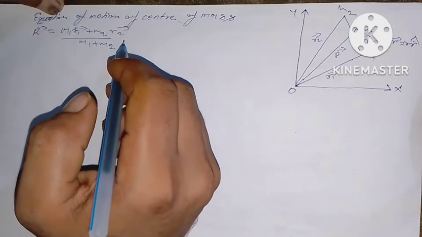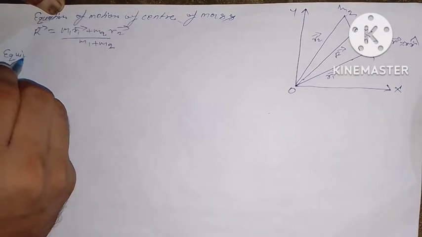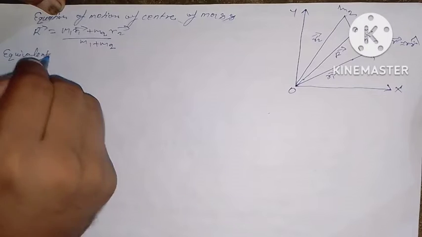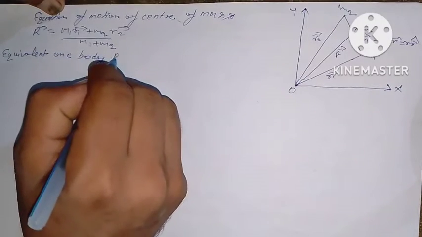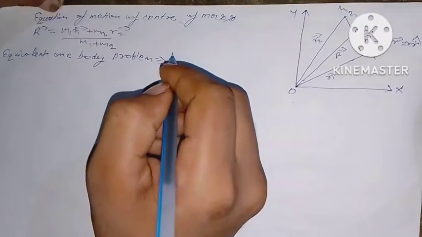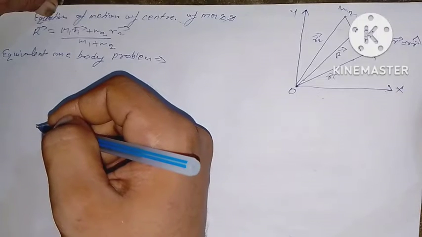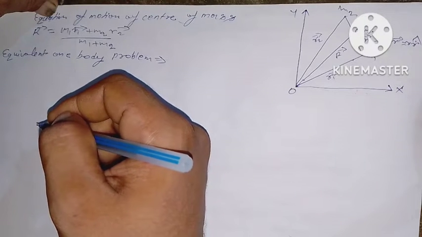Equivalent one body problem. Suppose there is no external force acting on the system and the only forces are those of mutual interaction.